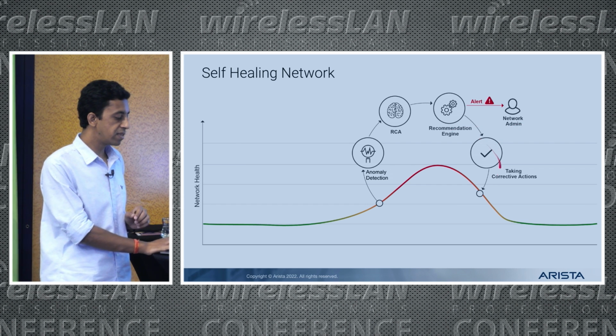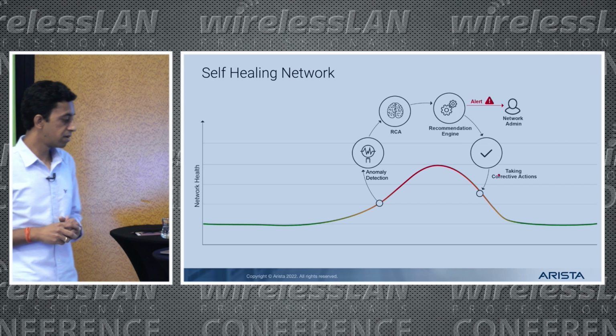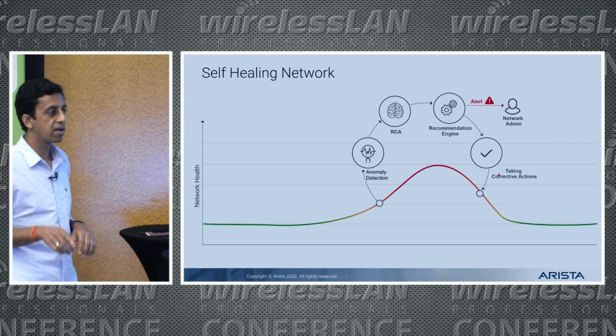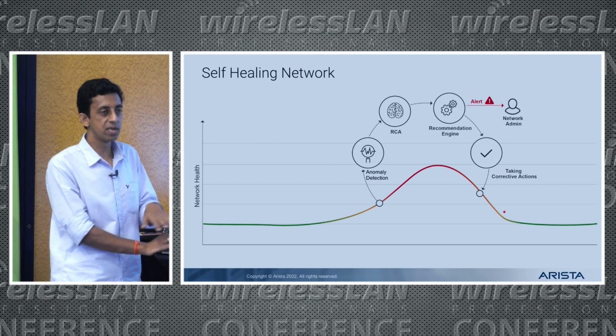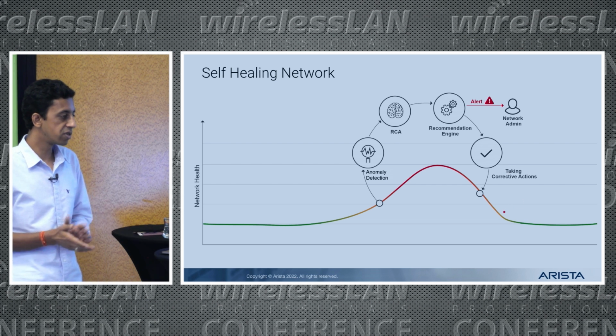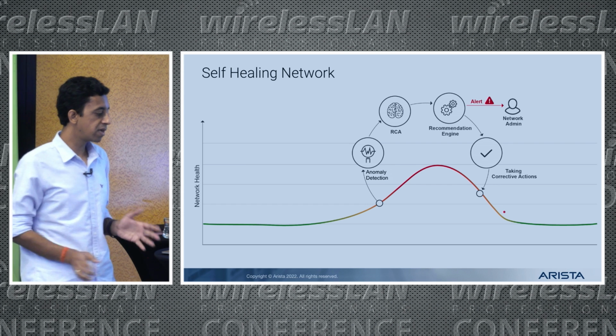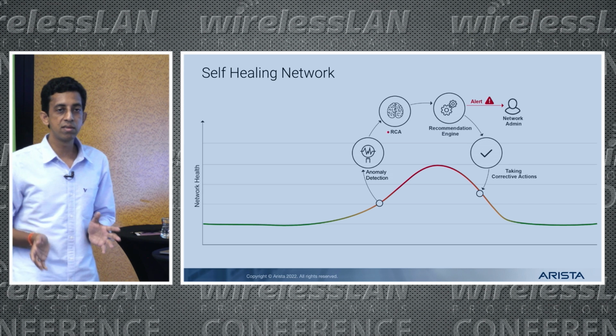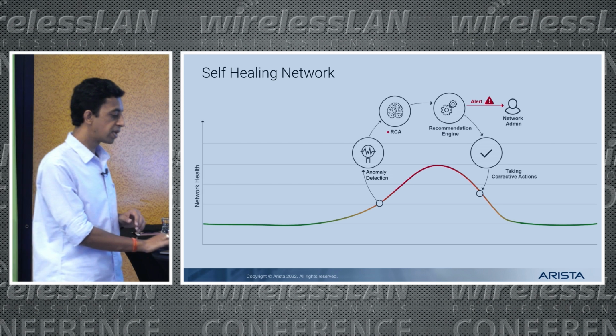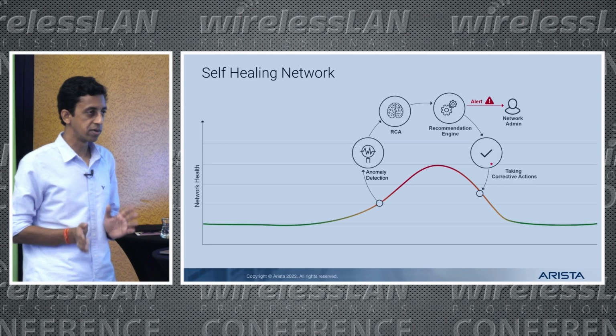And obviously the holy grail in all of this is the network itself taking a corrective action out of those 2 things and potentially fixing itself. So this is obviously a vision, but the point I'm trying to make here is a very good or a solid root cause analysis engine is really important to realize this vision at some point in the future, right?